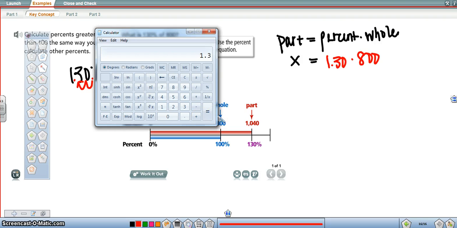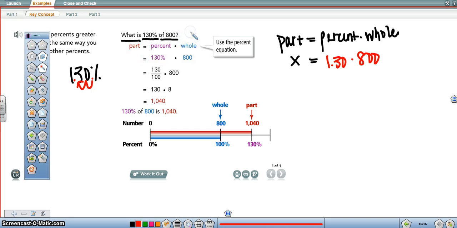Sorry about that. 1.3 times 800 would give us 1,040 as well. So whether you would like to use the fraction form of 130% or the decimal form of 130%, you should get the same answer. Okay, so let's try out some practice with this. Go ahead and switch over to part 2 of this lesson.